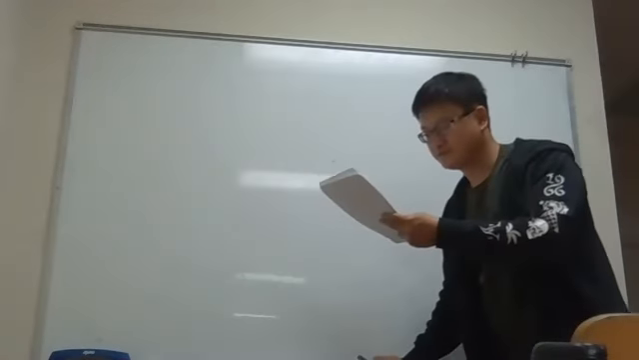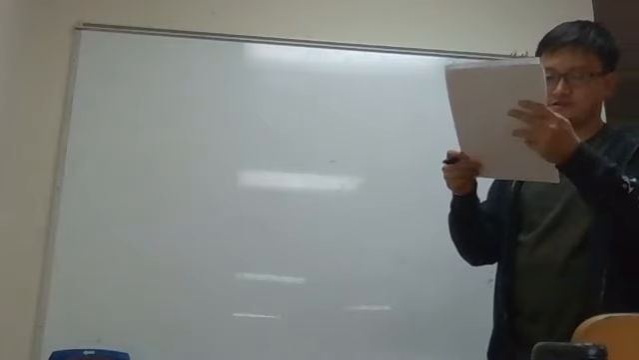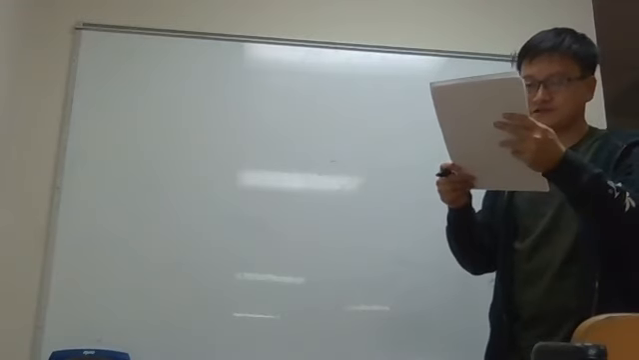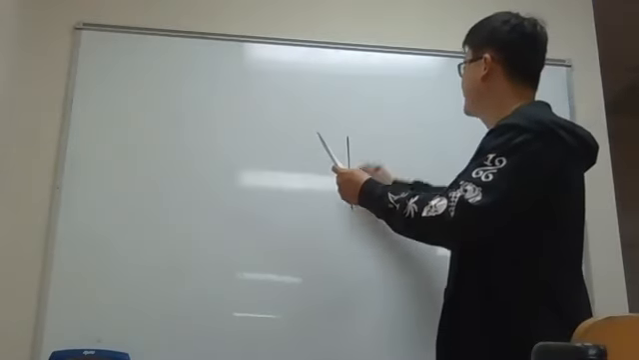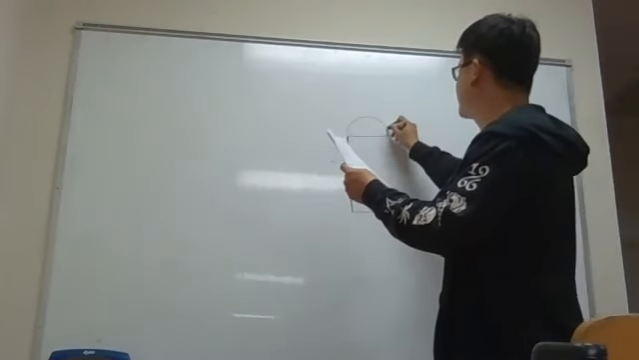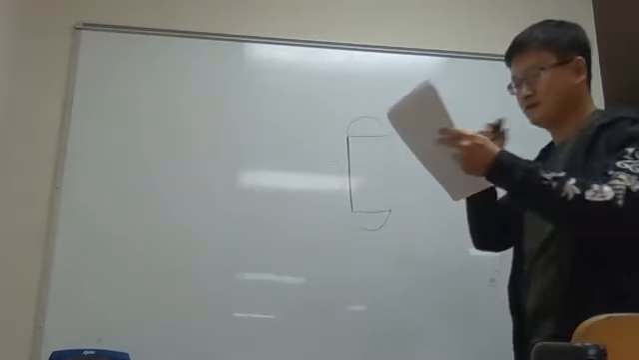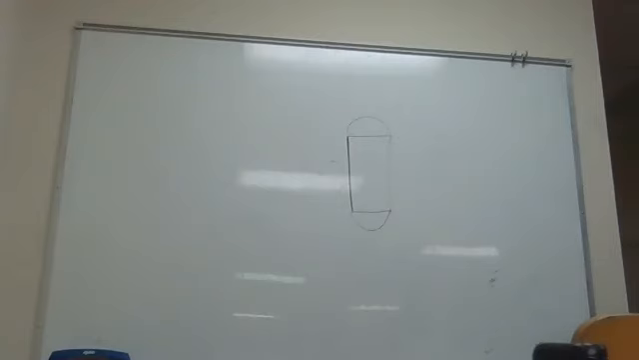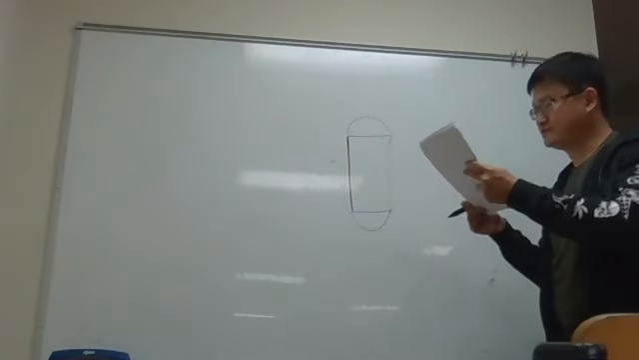Okay, so this one, the answer is D, right? 2/3. So the next one is also easy, right? You have a square, you have a rectangle, and then you have 2 semicircles on each end, right? So the ratio of AD to DB is 3/2.